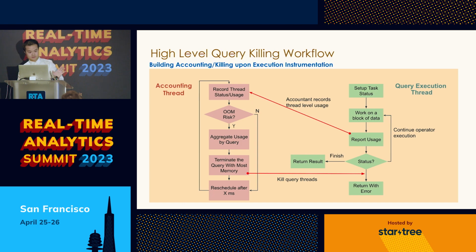And the accounting task is also intelligent enough to do adaptive rescheduling, meaning that when we see a higher load on the server, we will reschedule the task more frequently so that we guarantee we kill the culprit queries in a timely manner.